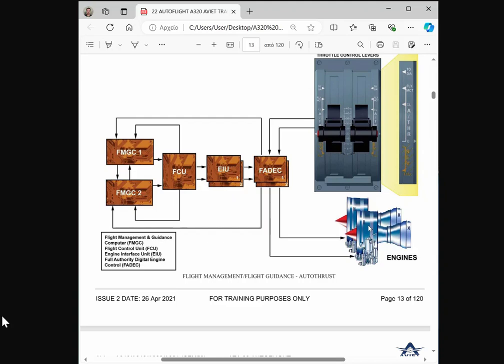You understand it, guys? It sends fuel. So when we want to increase the speed, we increase the fuel flow. When we want to decrease the speed, we decrease the fuel flow.